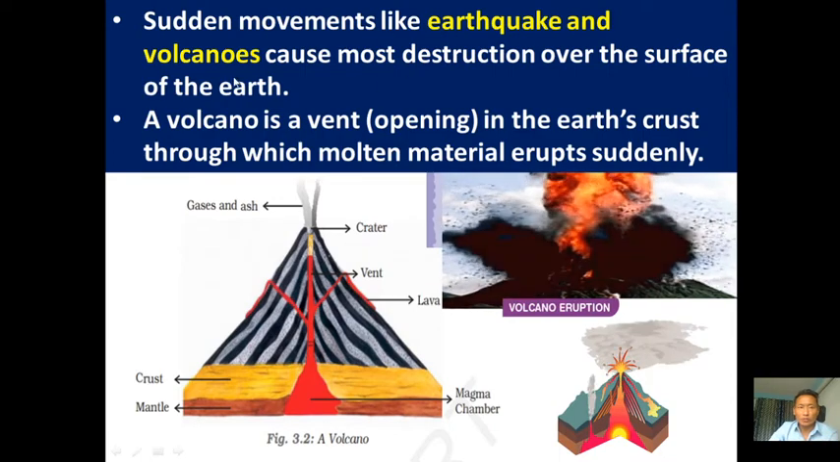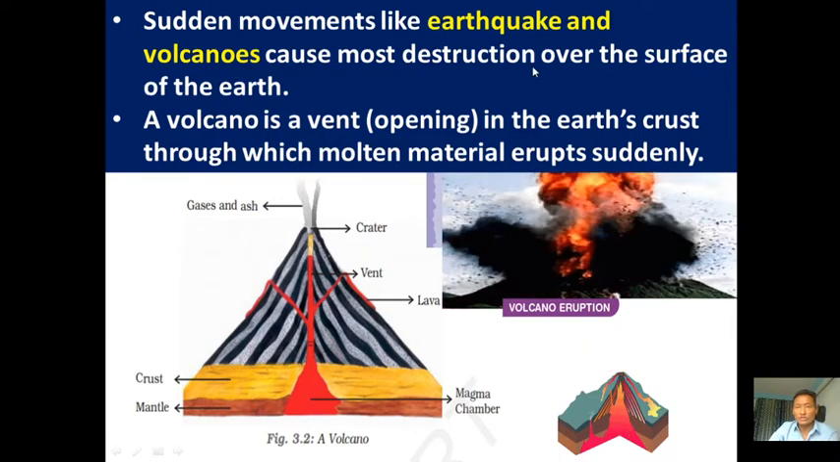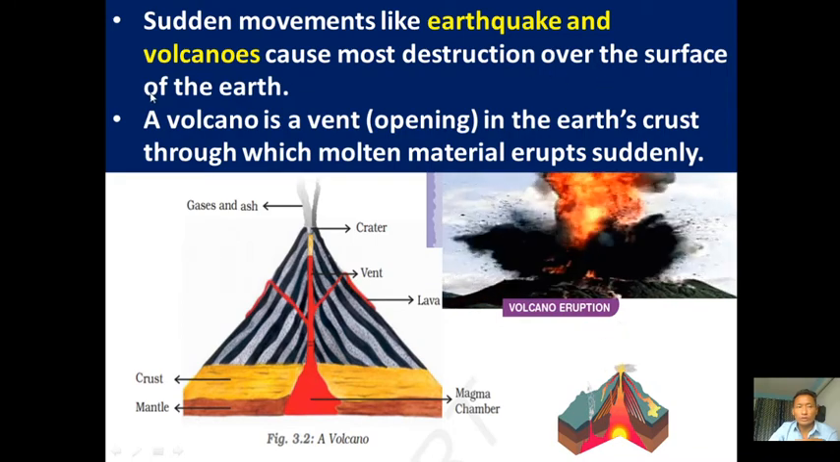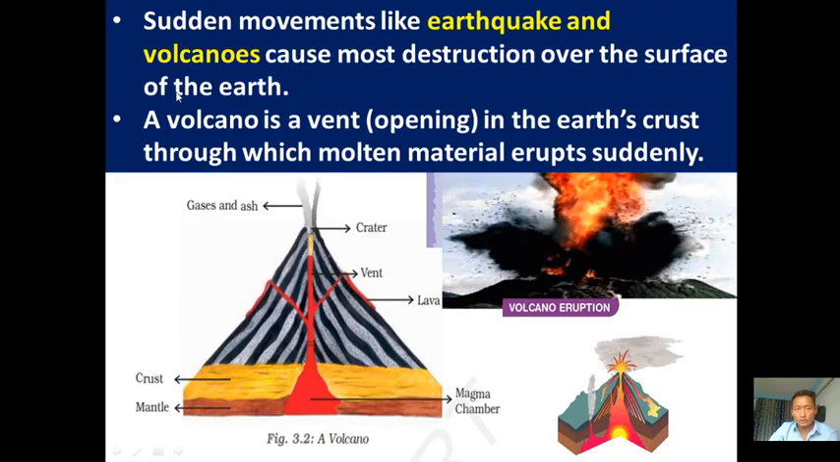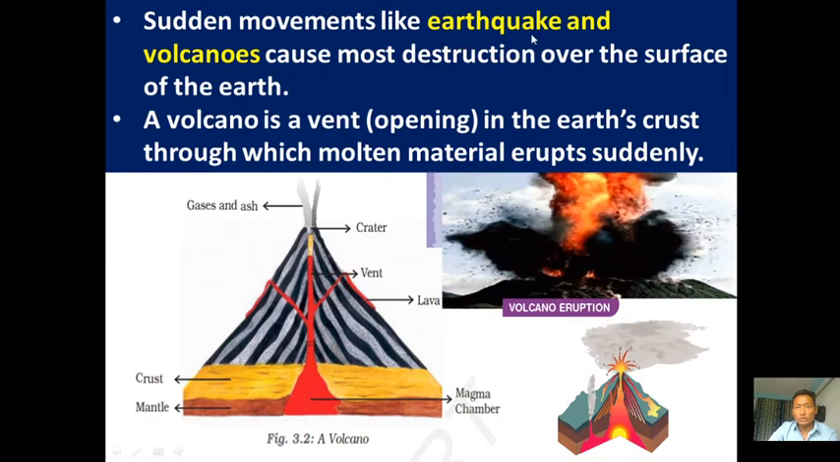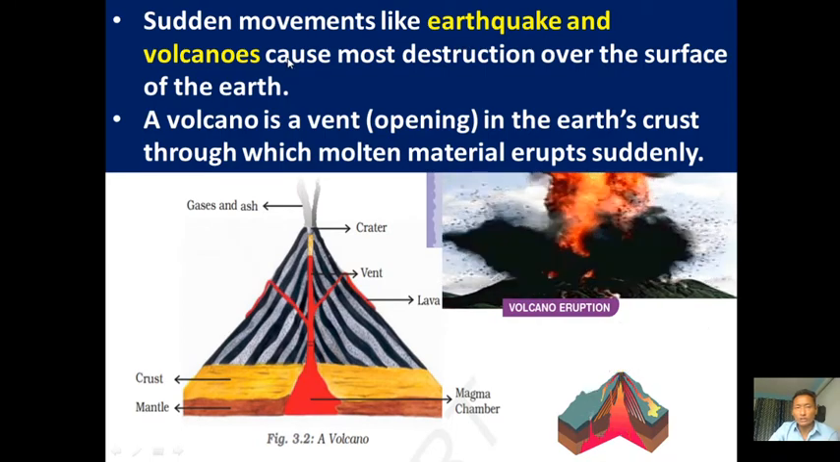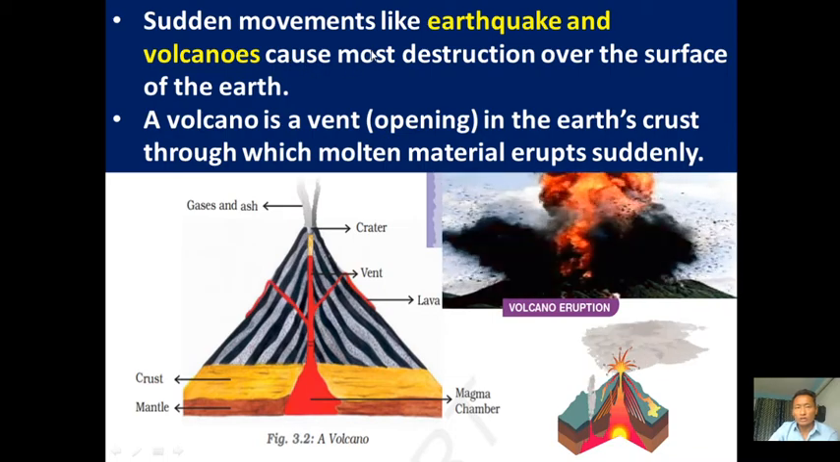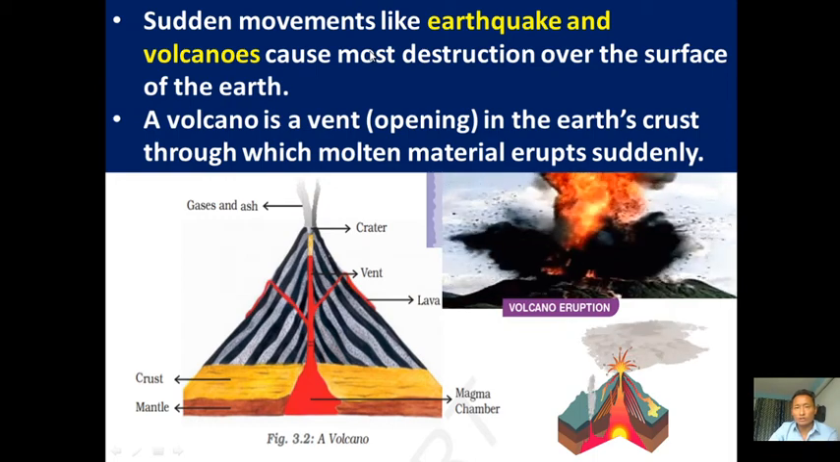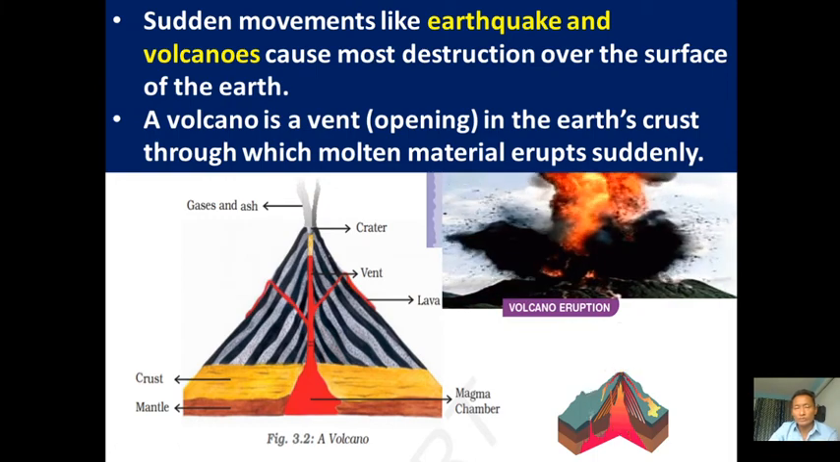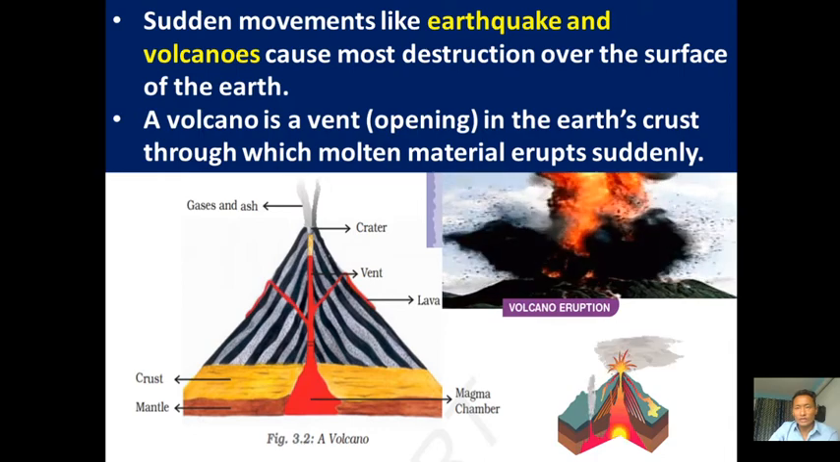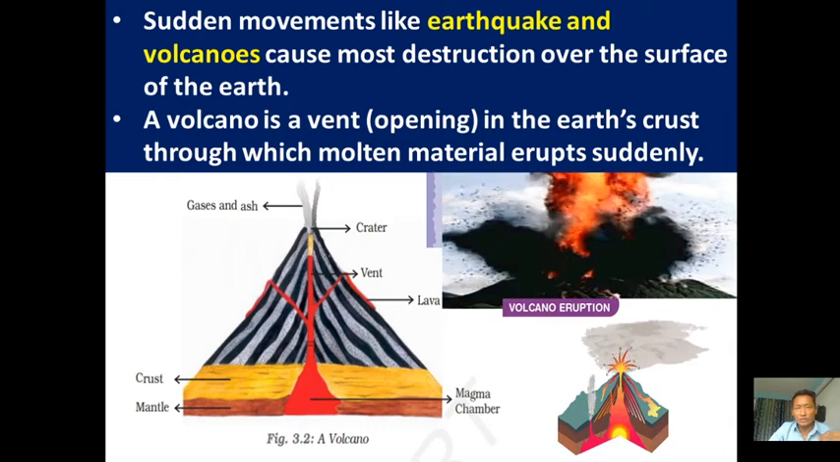Certain events like earthquakes and volcanoes cause lots of destruction over the surface of our earth. These are two forces, and when they occur, they cause lots of destruction on the surface of the earth in terms of life and property. Because of that, earthquakes and volcanoes are causing lots of destruction on the surface of our earth.